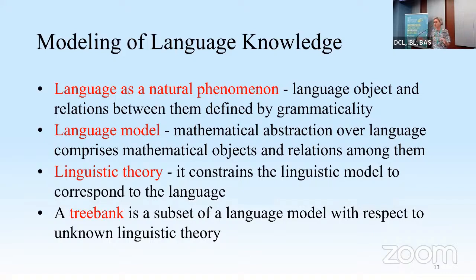Because there are different linguistic theories, and each linguistic theory tries to prove that it is the best. How? Analyzing, for example, languages in Polynesia or other very rare languages in Peru and so on. But in reality, no linguistic theory is perfect. A tree bank can be defined as a subset of a language model with respect to some unknown linguistic theory. And then when we have a specific linguistic theory, we try to apply it to the language.